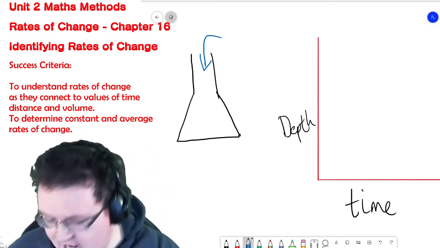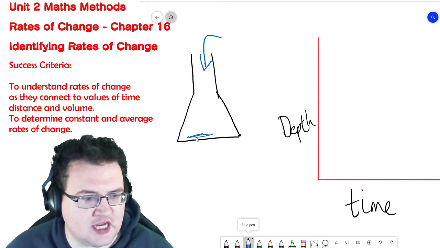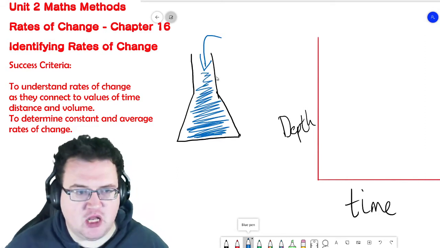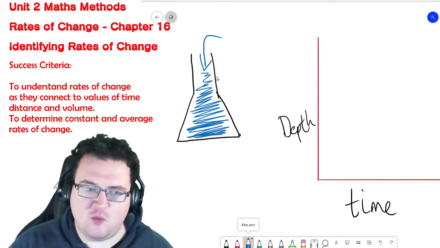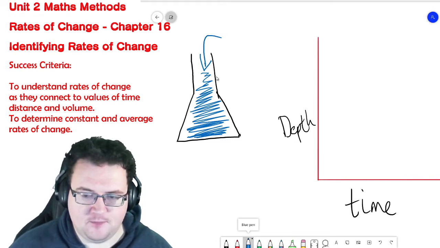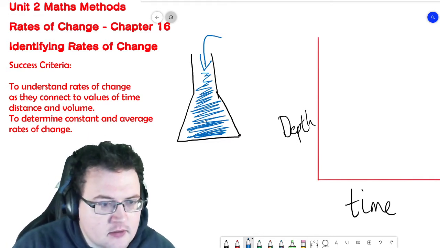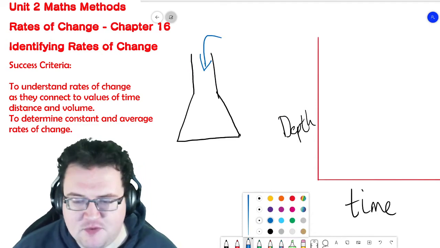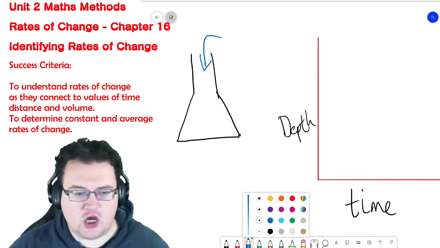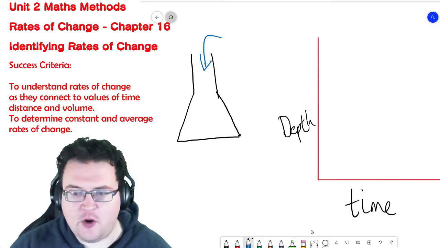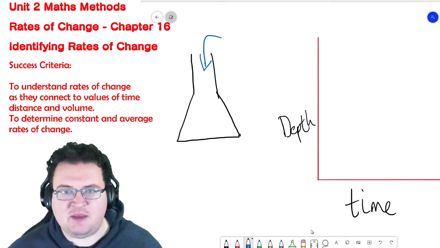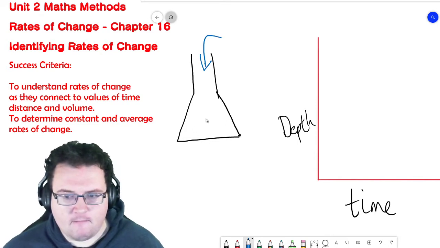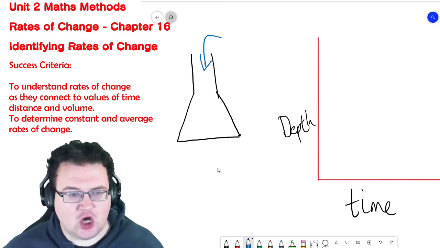Now, as I am filling it up, the depth of the water increases. But if I were to plot the depth of that water over time, what would that graph look like? As I'm pouring that water into the flask, what would the depth of that water in relation to time look like as I am filling up? Is it going to be a shallow or a steep line? Over time, as I'm filling this in, yes, the depth will increase as the time increases.